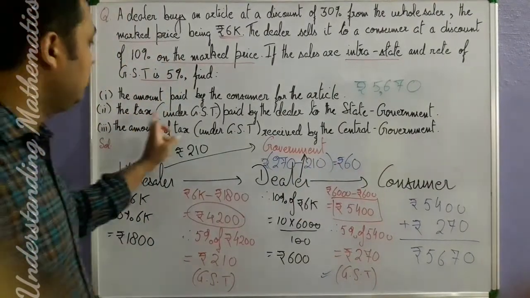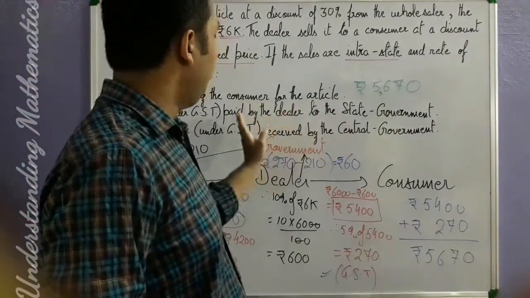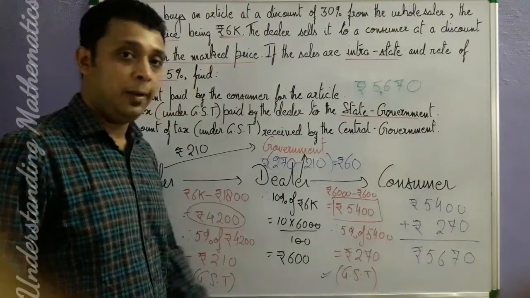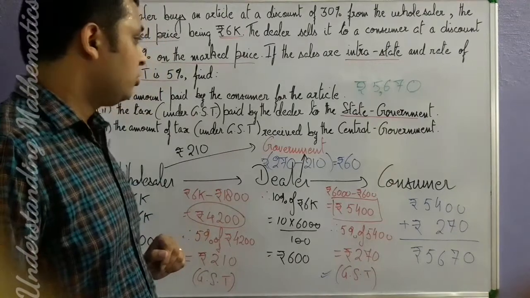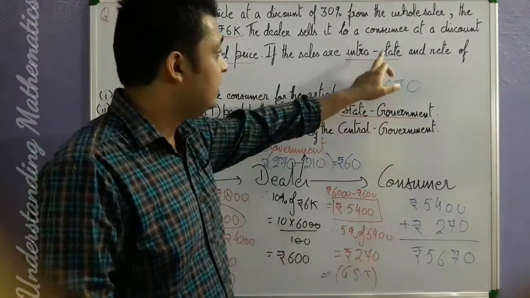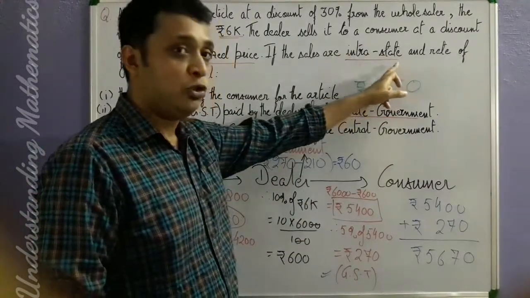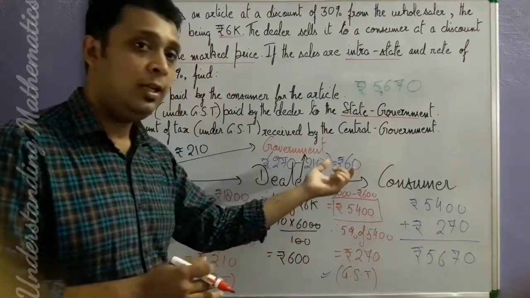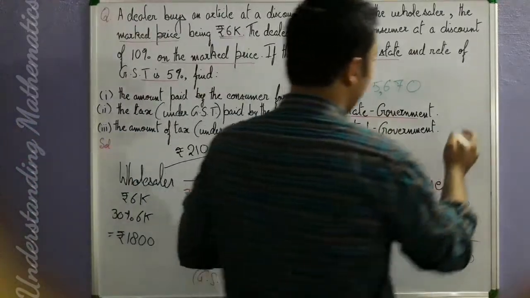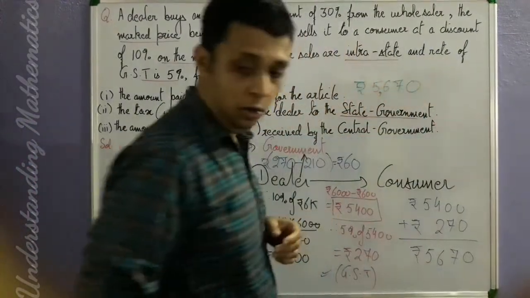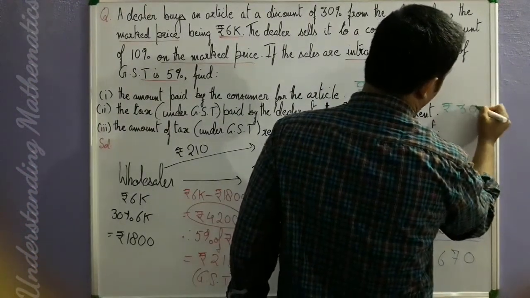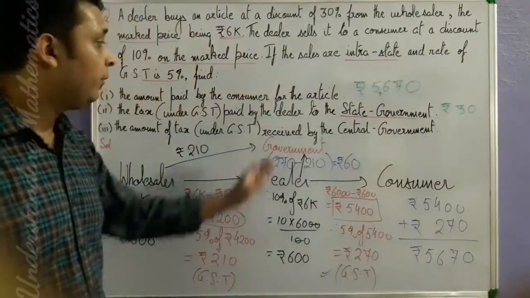But then the question says, how much amount will be paid by the dealer to the state government? Clear? Now we know that the dealer is paying rupees 60 as total GST, and since it's an interstate sale, half of the total GST will go to the state government and half of it will go to the central government. So the central government will get how much? The central government will get rupees 30, that is half of 60, as the GST from the dealer.